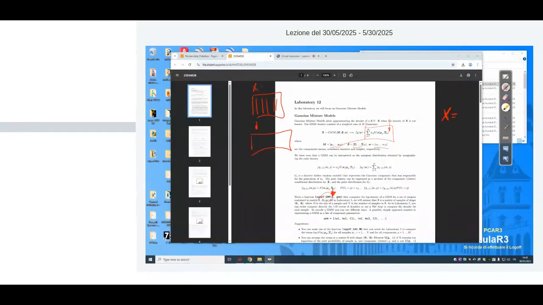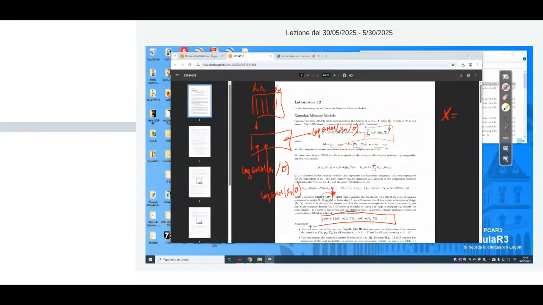So we have x1, x2 through xn. Here we will have log GMM of x1, given the parameters, theta. Then the second value will be log GMM density for x2, given the parameters, up to log GMM density of xn, given the parameters. How do we represent the parameters?